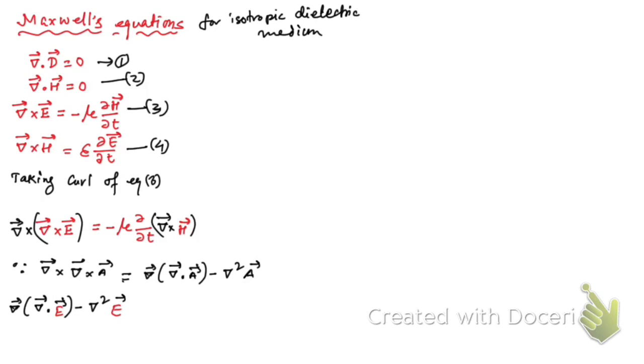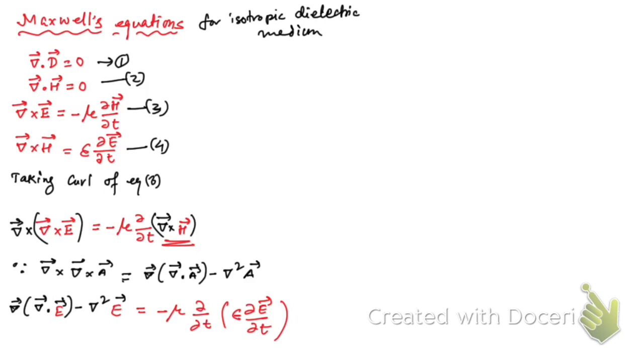So on the right hand side, minus, here you see del cross H. So here we can use equation number 4. If you do that, then instead of writing del cross H, we're gonna use this value. So then epsilon del E by del t, that's what we're gonna have. Right? So now from here, what we can do, you see.